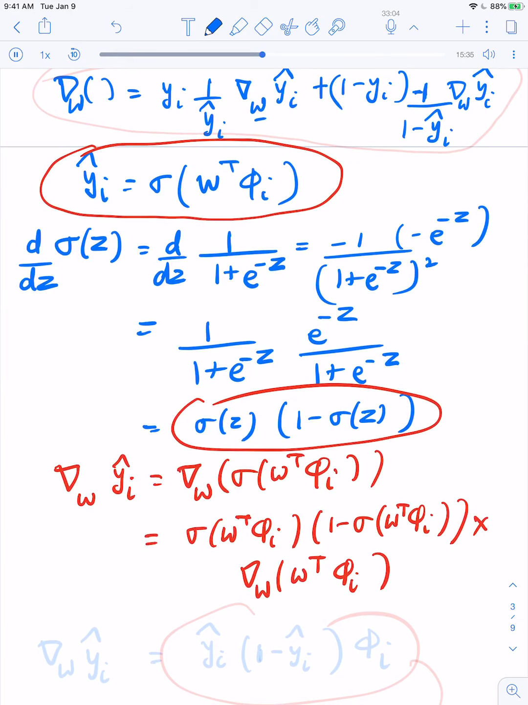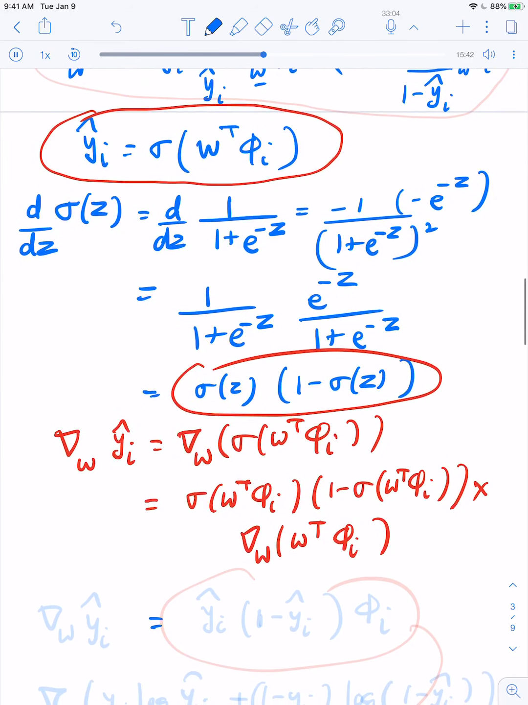And I'm going to change the pen color back to blue to write down the final answer, which is basically, oh, by the way, remember that sigma of W transpose phi is exactly Yi hat. So it's Yi hat times 1 minus Yi hat. And then the gradient of this, you can check very quickly, is just phi itself, right? So what we have is Yi hat is that quantity.